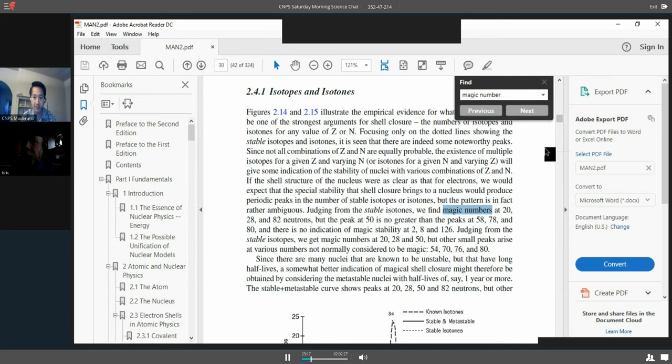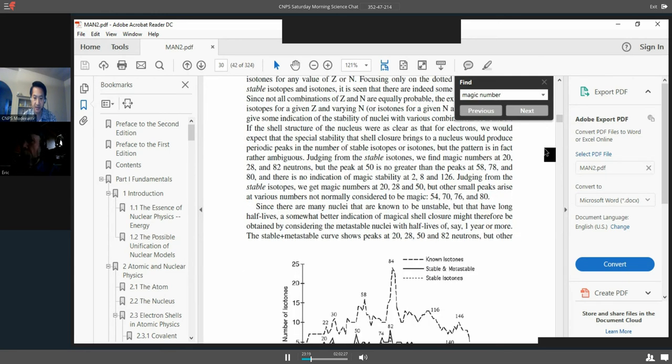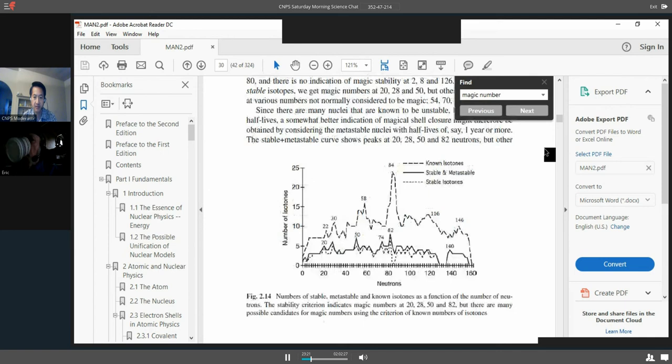That's just a general map of a graph. Take a look at that graph. That part of it is visible here now. So let's see. This is showing some of the magic numbers, and this is the known isotopes. Here we have the known isotopes and the stable and metastable and so on.